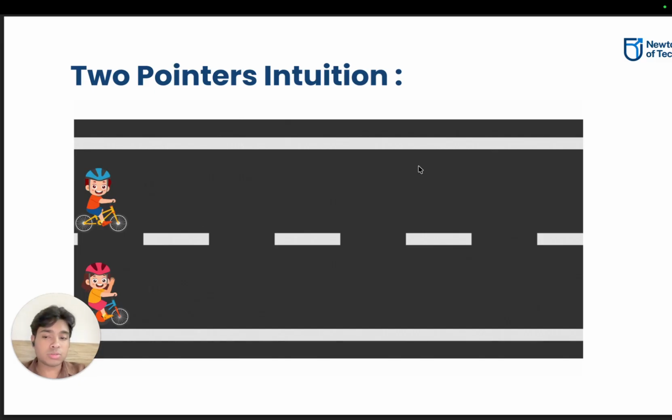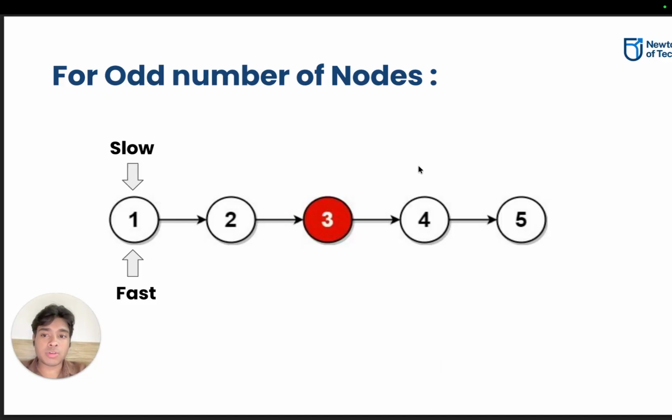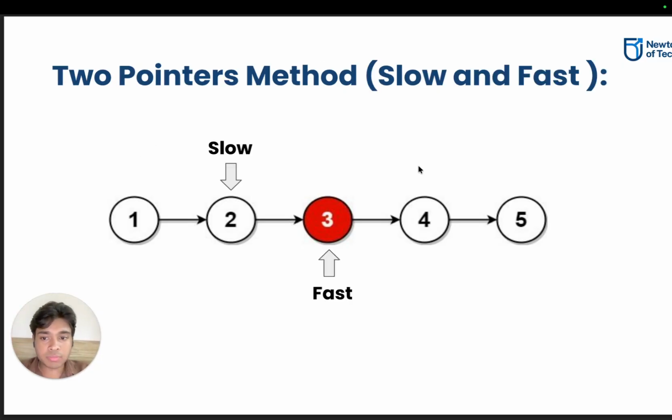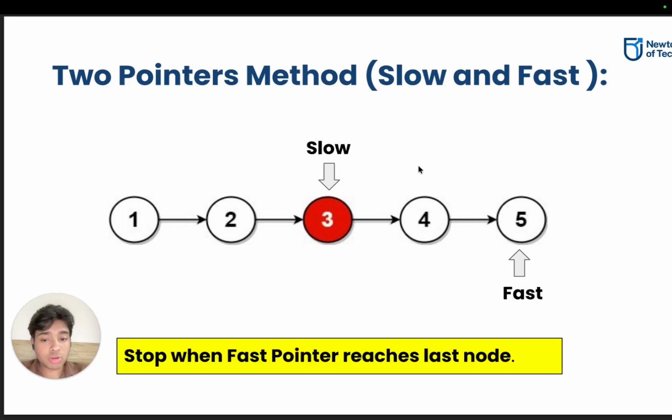two steps. So in this we have two arrows, slow and fast. The slow arrow is moving one step forward and the fast arrow is moving two steps forward in this case. As you can see in the diagram, as I told you, the slow pointer reaches 2 and the fast pointer reaches 3, because the fast one is moving at a two step pace. So stop when the fast pointer reaches the last node.